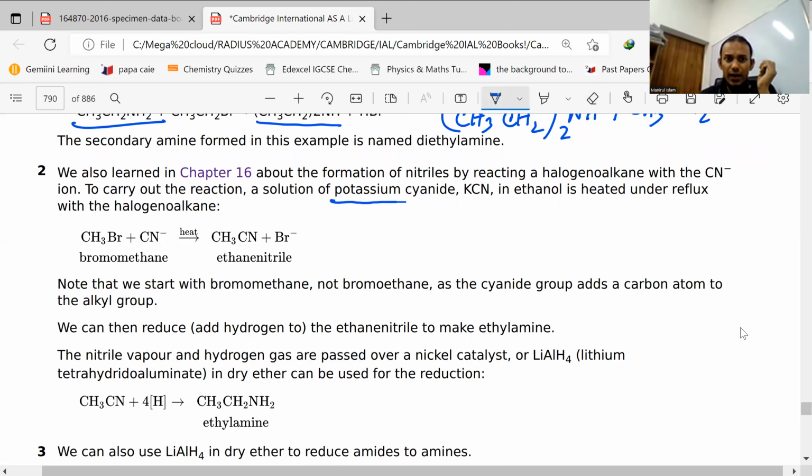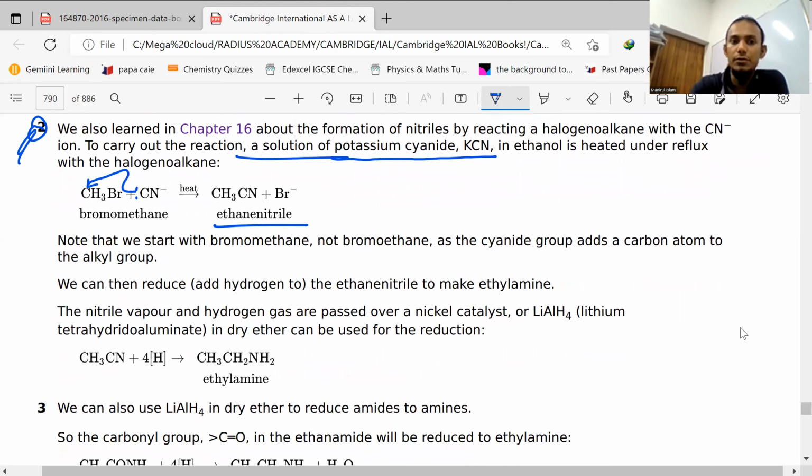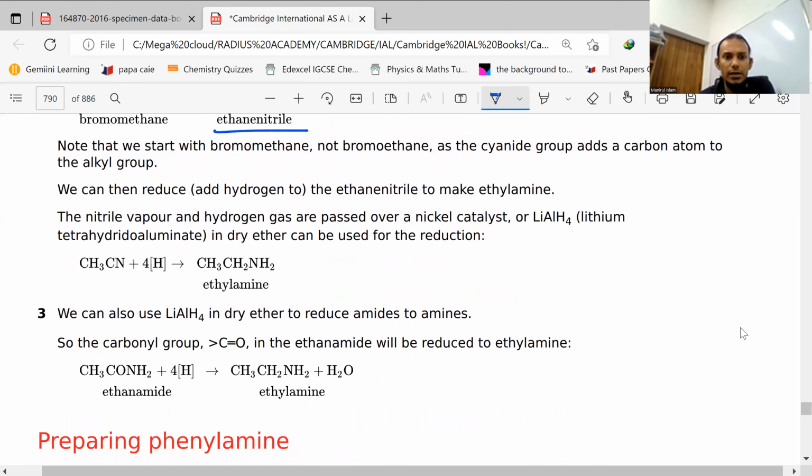Potassium cyanide, right? If you give a solution of potassium cyanide, then halogen alkane reacts with cyanide. Here, cyanide has a lone pair of electrons, and this will attack carbon forming nitrile. So the carbon number increases by 1, you have already studied this. So again nucleophilic substitution, right? And after forming this nitrile, if you reduce it using lithium aluminum hydride in dry ether, you will get amine.